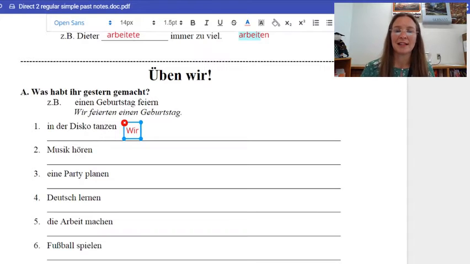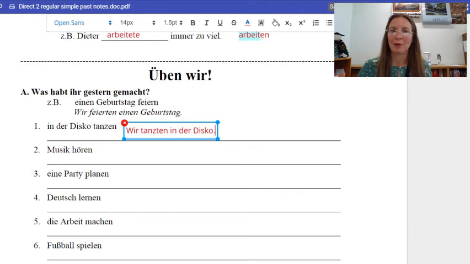In der Disco tanzen, my verb is tanzen. I take the stem of tanzen, which would be T-A-N-Z, and then I would add my simple past ending. And if I went to look up there, I would see the ten. Wir tanzten in der Disco. We danced at the disco. Past tense. All right. Try 2 through 6, putting in your simple past endings, and we'll come back and check your answers.